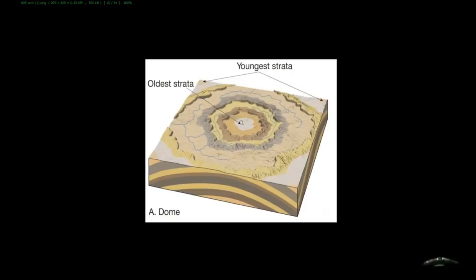This is a more realistic picture of what we have here. Anticline dome. We've got the youngest on the outside, the oldest in the middle. If you're going to find any billion-year-old rock, it'll be down below here somewhere.